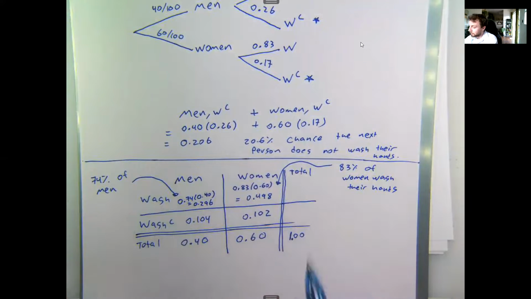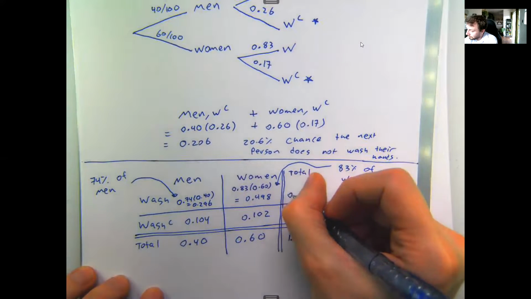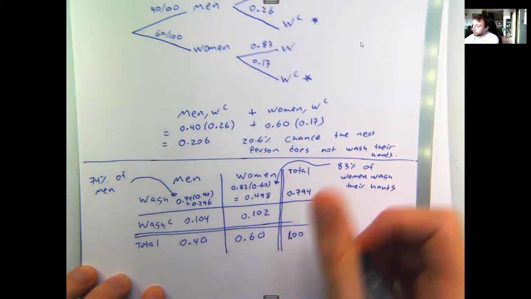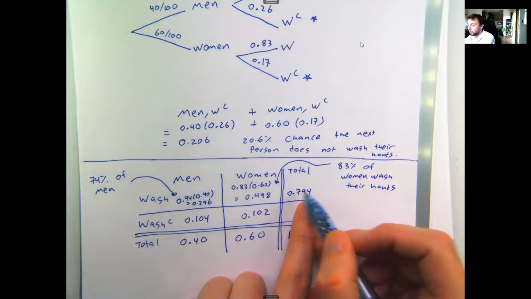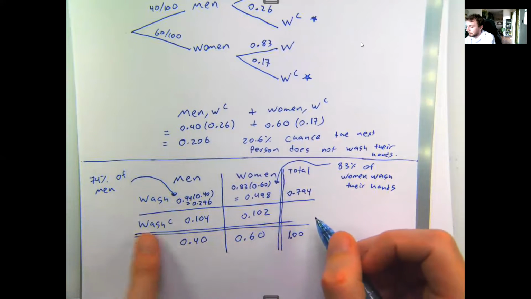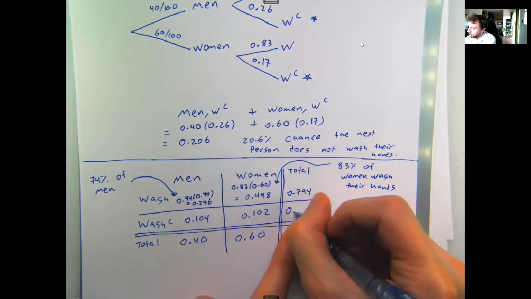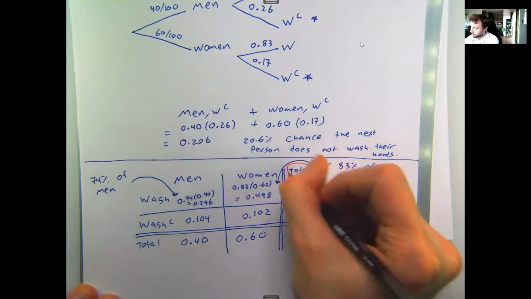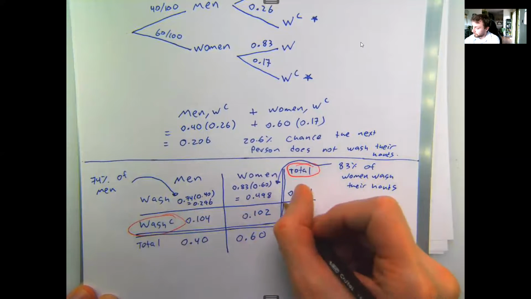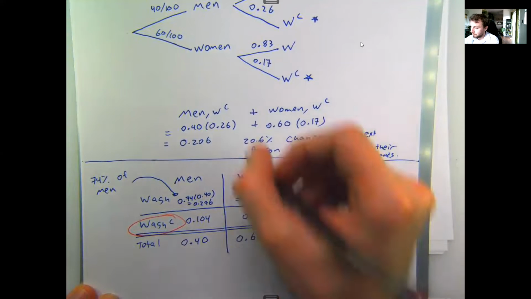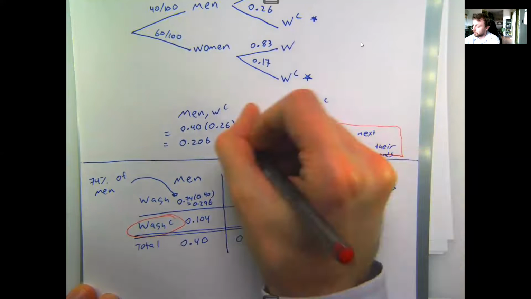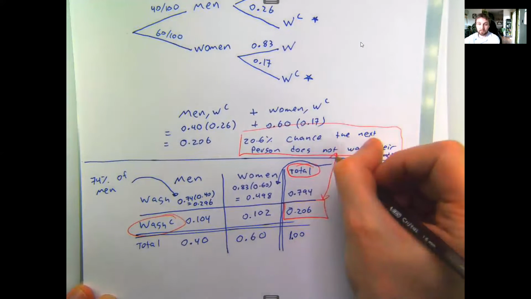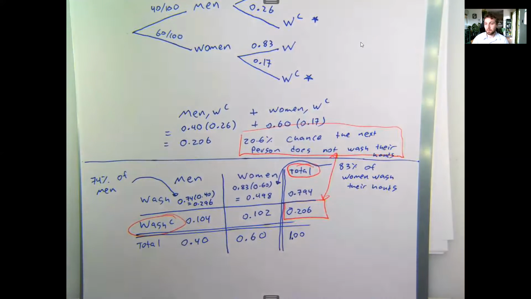Adding up horizontally, this gives me 0.794, or 79.4% wash their hands. And adding these together, I get a total of 20.6 that do not wash their hands. In total, the amount that don't wash is 20.6. I get the same answer for a tree that I do for a table.